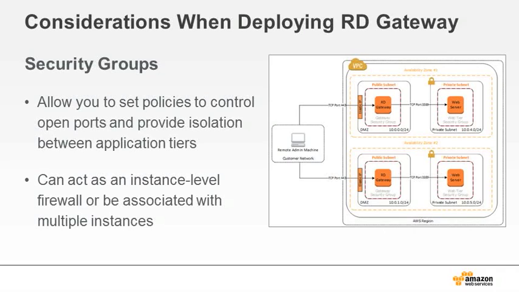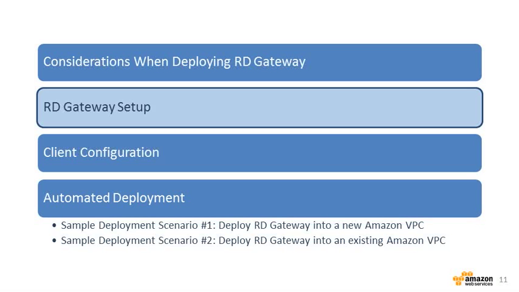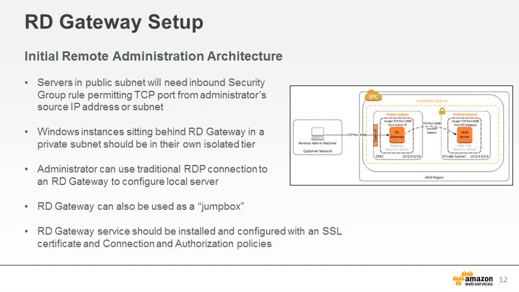So single point of definition broadly affects traffic and doesn't need to be specific to IP. So let's go into the remote desktop gateway setup. The initial remote administration architecture is to set up this multi-zone model. If you see here, there's a public subnet, there's a private subnet, there's setting up the security groups for the gateway and the web tier, and then there's defining the elastic IP that the gateway accepts traffic on, and then you pass along. So the public subnet servers will need an inbound security group rule permitting TCP port from the administrator source IP or subnet. Windows instances sitting behind should be isolated in their own tier.